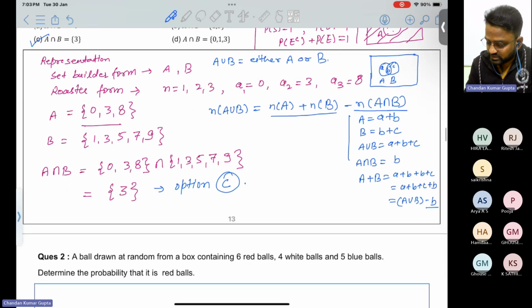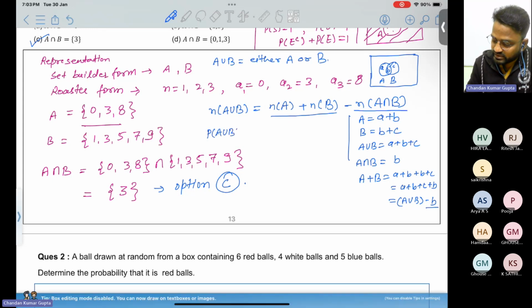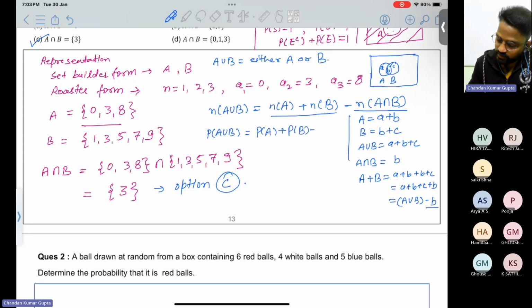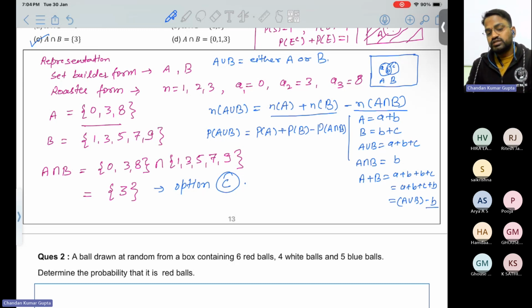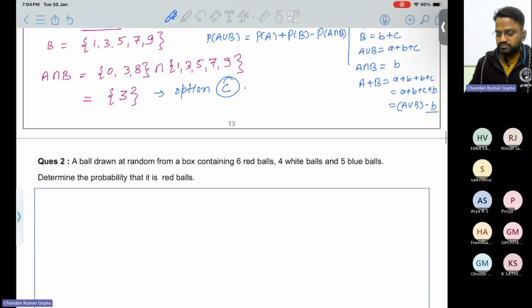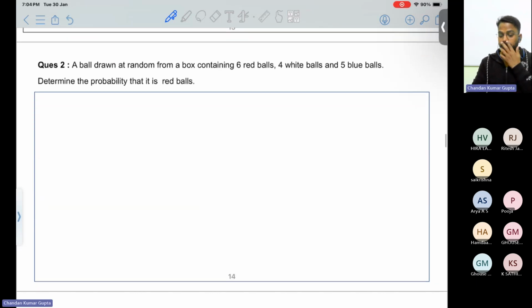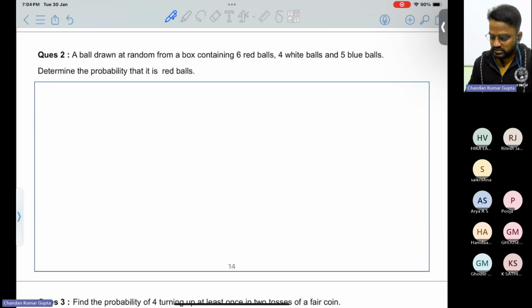And again, here we see that if we replace N with P, the probability of A union B equals the probability of A plus the probability of B minus the probability of A intersection B. This is the additive formula for probability theory. We replace N with P. All the set theory rules and laws are used in probability theory. There is no change. Now the second question. We have many questions, so let's start.